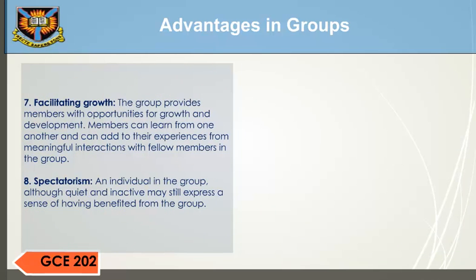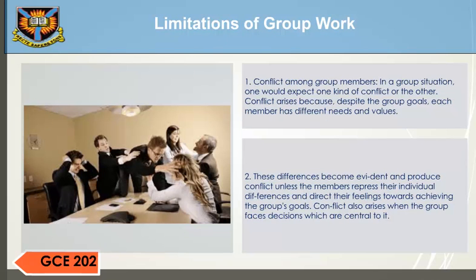7. Facilitating growth. The group provides members with opportunities for growth and development. Members can learn from one another and can add to their own experiences from meaningful interactions with fellow members in the group. 8. Spectatorism. An individual in the group, although quiet and inactive, may still express a sense of having benefited from the group. Limitations of group work.